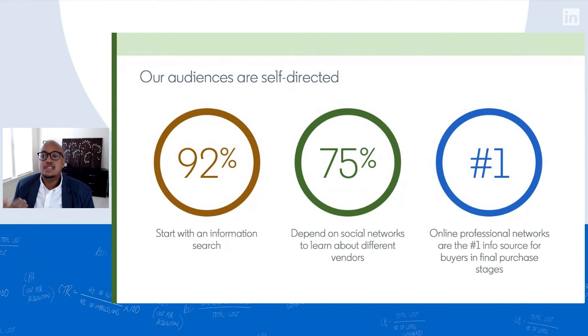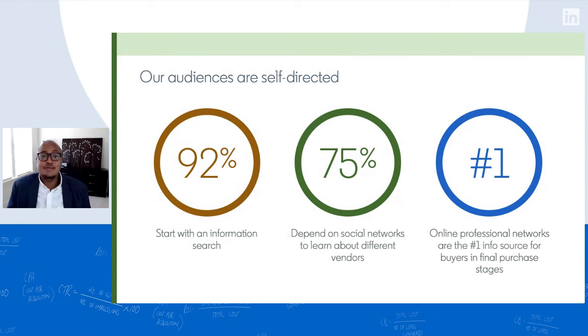Beyond that, what we're seeing is that audiences continue to be self-directed. They're doing their own information searches. They're relying heavily on social networks to learn about vendors and other people and entities within their sphere as they're looking to make decisions for their business.